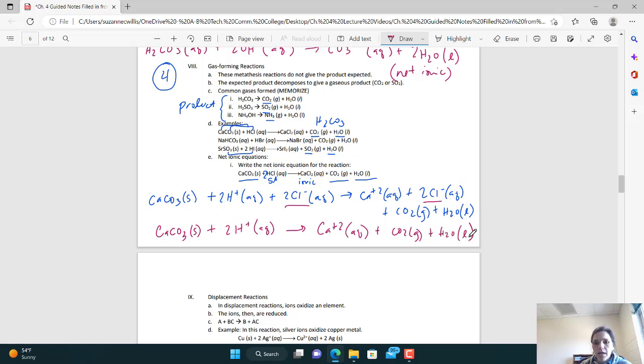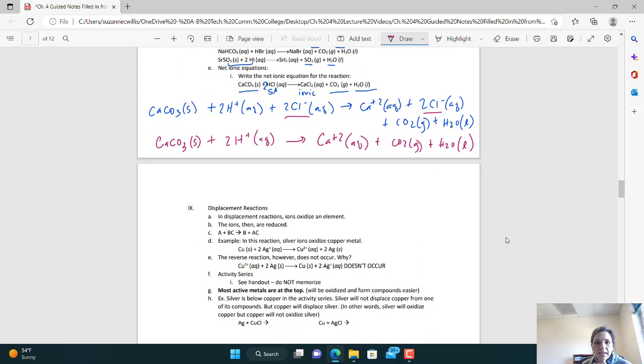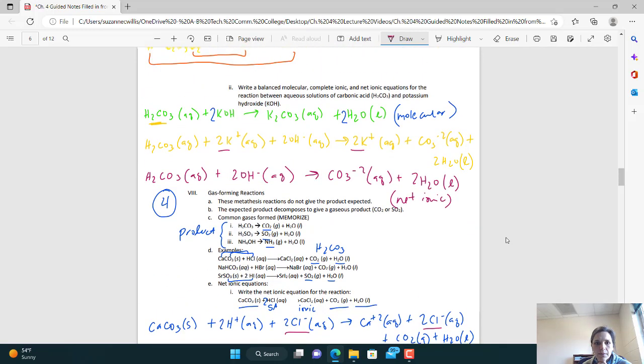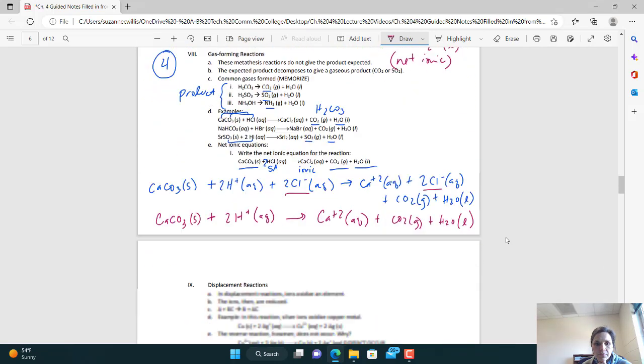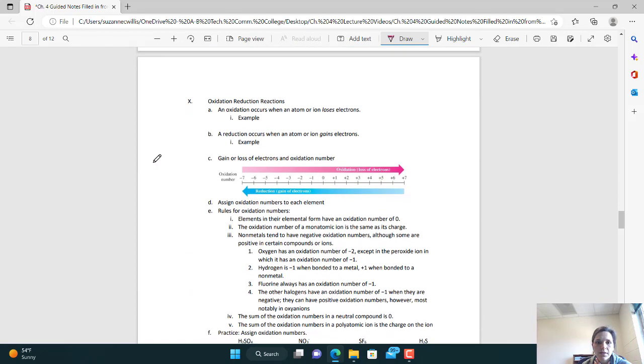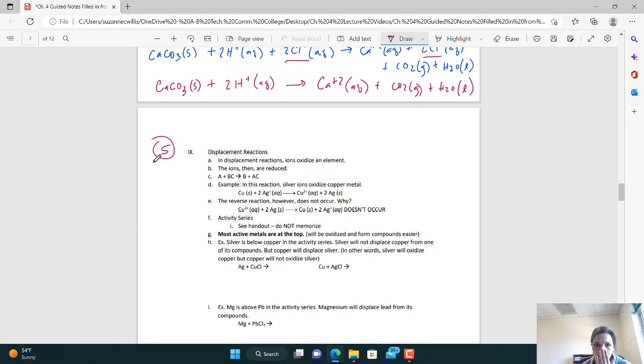So there's your net ionic. Okay? All right, and then the last type of reaction. Oh, that's not true, I think maybe I've miscounted. Anyhow, that's okay. Displacement. Yeah, the last 2 kind of go together.